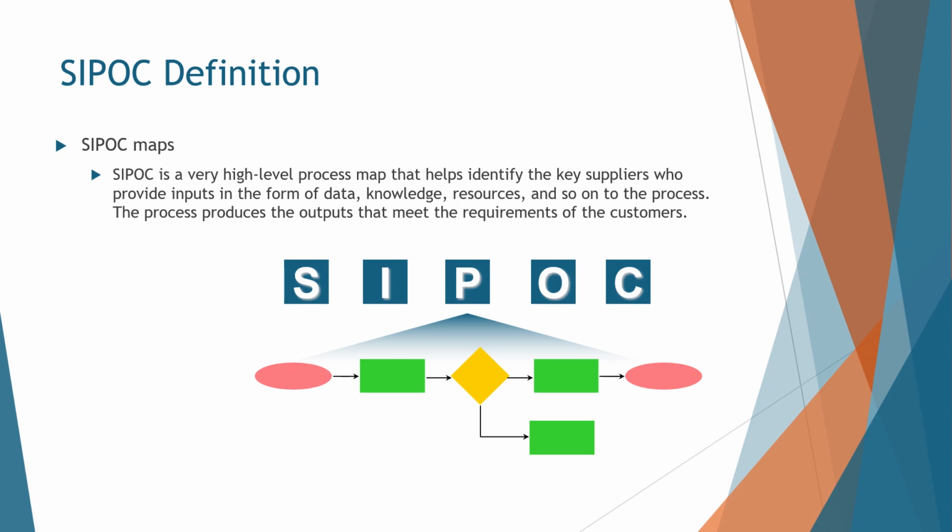So let's review. S stands for what? Suppliers. I is the inputs. P is the process. And by now, you all know how process is defined. It's simply a series of steps that leads to specific outputs. And then who gets those outputs? Remember, O stands for outputs. Who gets those outputs? The customers. And you want to achieve the requirements of the customers. So suppliers, inputs, process, outputs, and the customers.